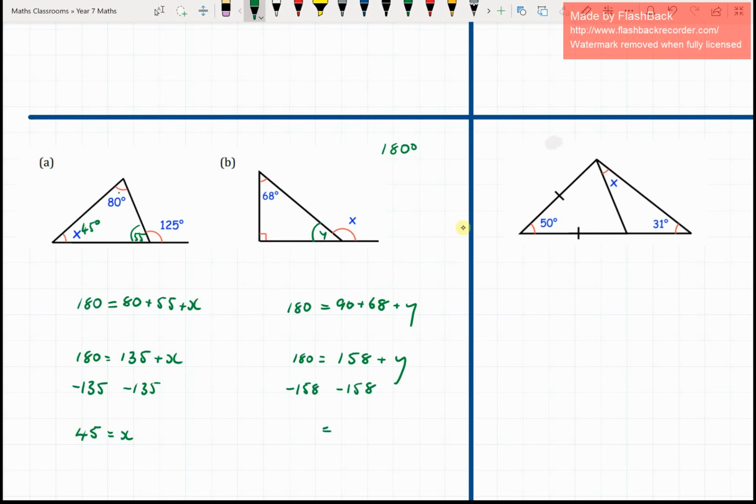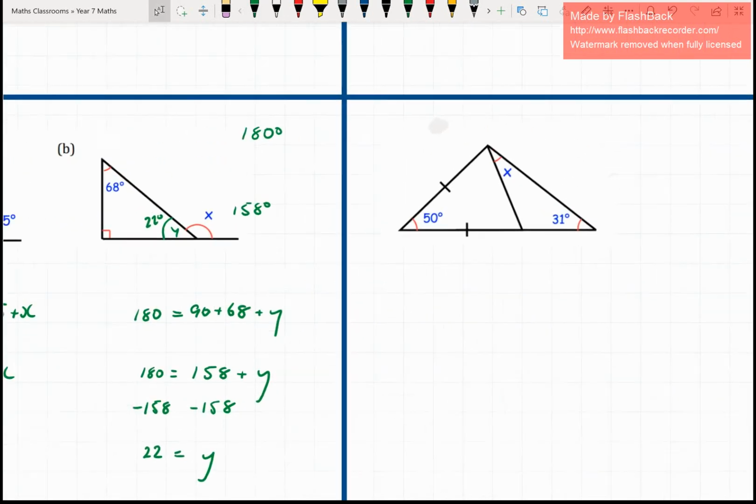And what is 180 take away 158? It's going to give me 22. So that means that this will be 22, but I know that we have a straight line here, and that's going to give me 180, straight line. What do I have to do to 22 to get it to 180? I have to add 158 to do that. Okay, so those ones are done.